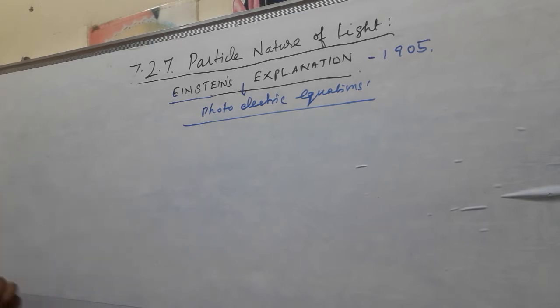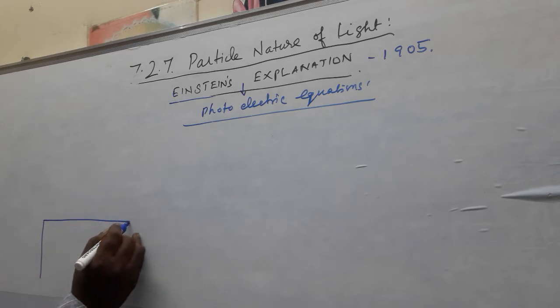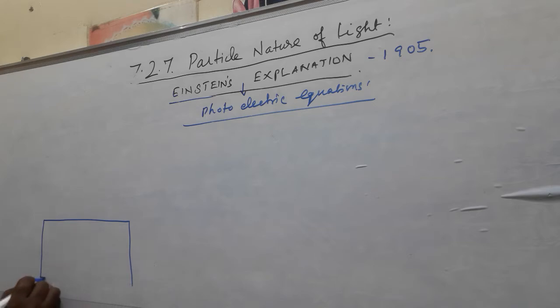For that, he had to consider a metal as shown in the figure. Now, let us imagine one metal that may be considered to have free electrons inside it. Let us assume one electron inside the metal.